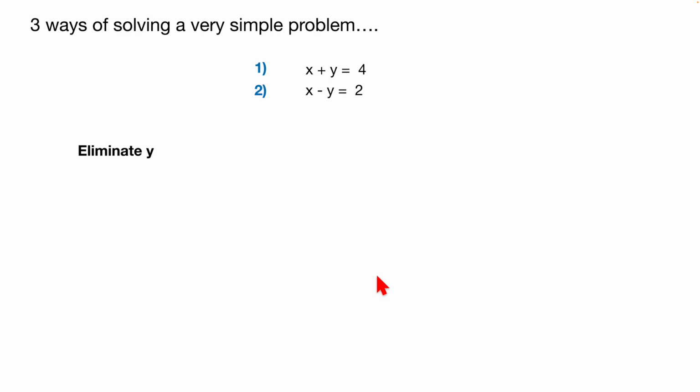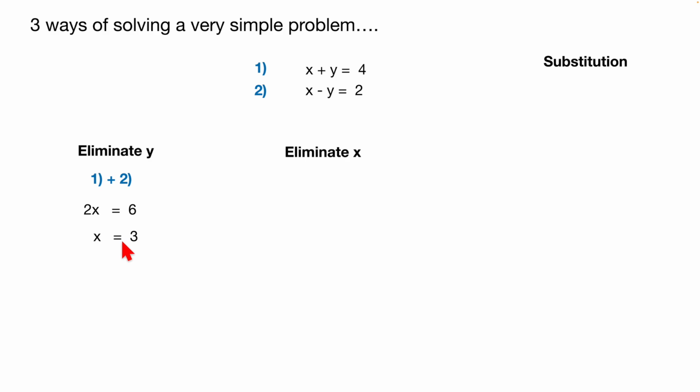We can eliminate y, we can eliminate x, or we can make a substitution. You can see these 2 equations have the same number of y's, only one is positive and one is negative. Brilliant. If we add equation 1 and equation 2, the y's are going to disappear because you've got 1 there and you've got minus 1 here. So you would end up with 2x equals 6, 2x from here, and 4 and 2 from there. Divide by 2, x equals 3.